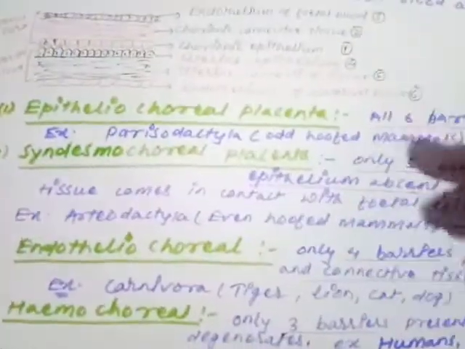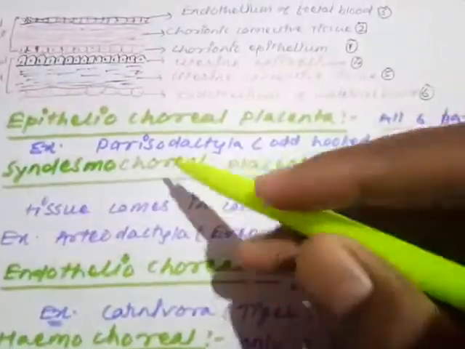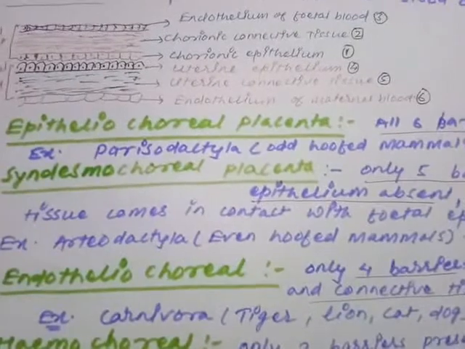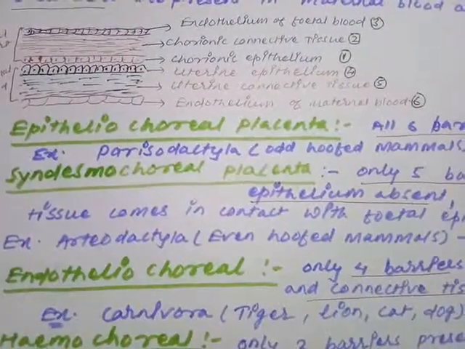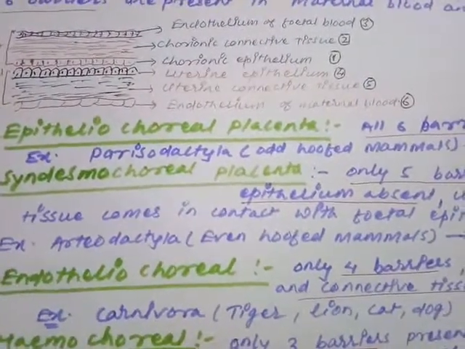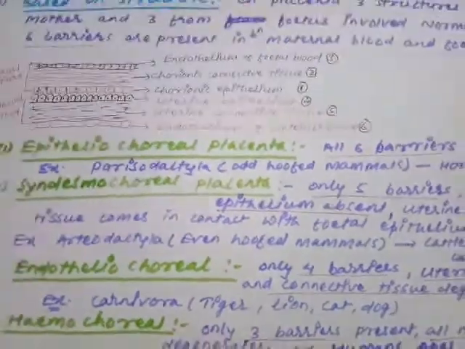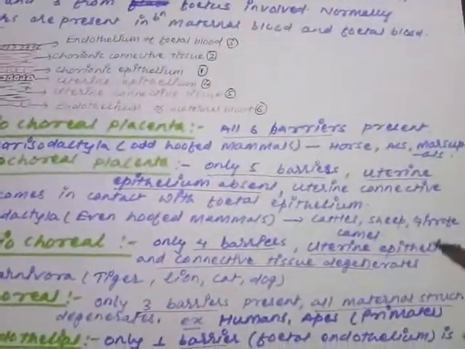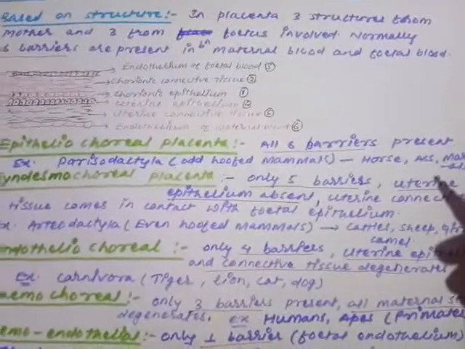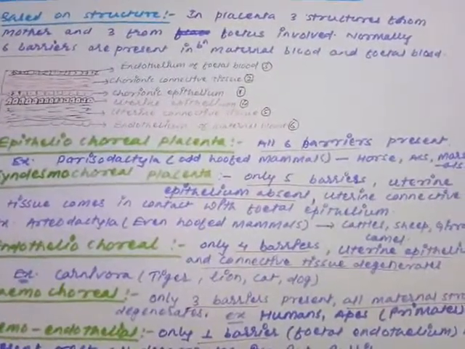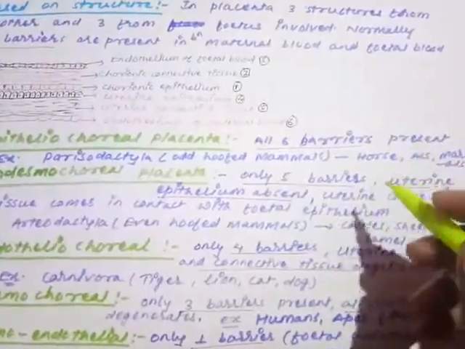On the basis of histology, the first type of placenta is called epitheliochorial placenta. Epitheliochorial placenta का मतलब होता है the placenta in which all six barriers are present. Epitheliochorial means what? The placenta in which all six barriers are present, that is called epitheliochorial placenta.